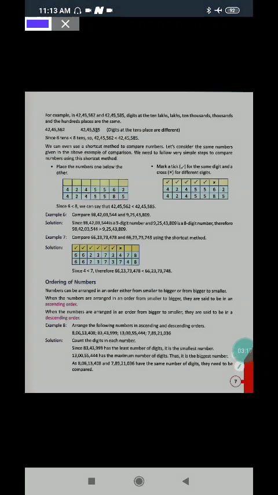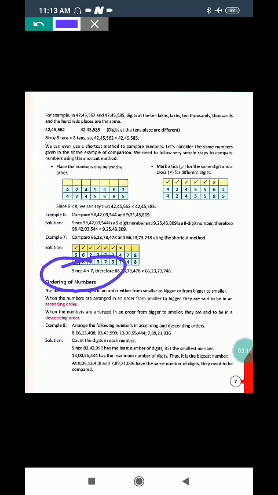Now we will do ordering of numbers. So what is ordering of numbers? Ordering of numbers means arranging the numbers in the way it asks, ascending order or descending order. So what is ascending order? Ascending order means when the numbers are arranged in order from smaller to bigger. Suppose 1, 2, 3, 4, 5, 6, 7, 8, in the same way up to infinity.